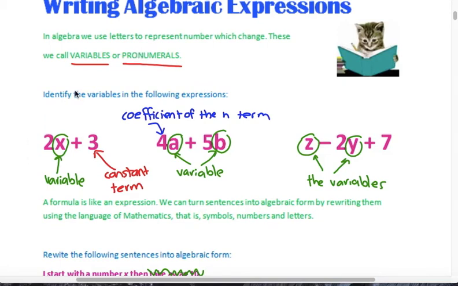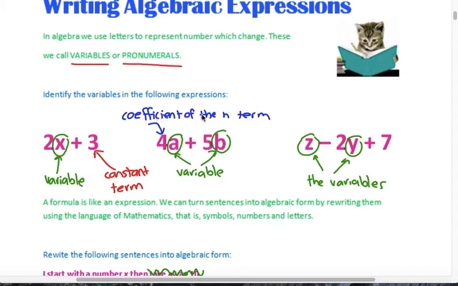Same thing, identify the variables in the following expressions. Notice that the variables are circled in green. The red thing is not a variable. 3 is not a variable, it's a constant term. You don't need to circle this one because it's not an answer. The variable here is x. A is an example of a variable. B is a variable. 4 and 5, don't circle them because they're not variables.